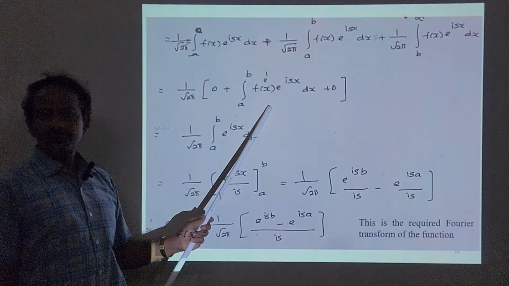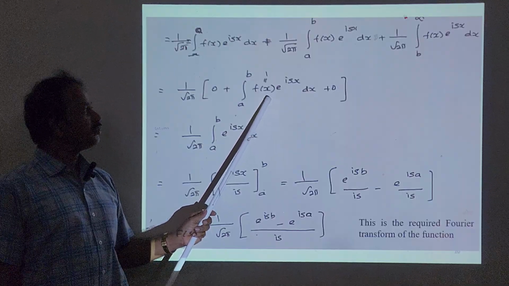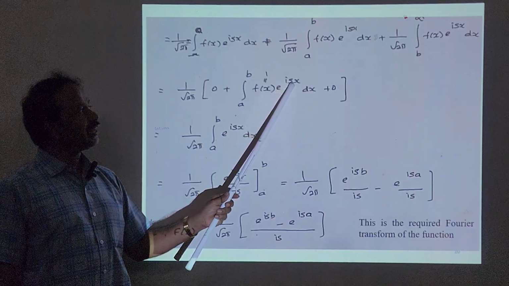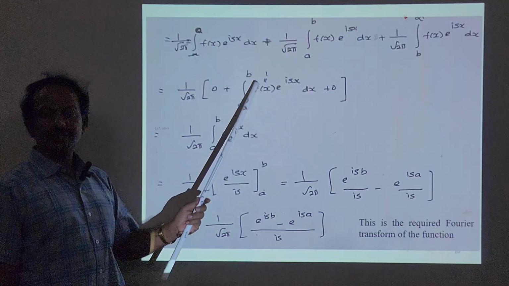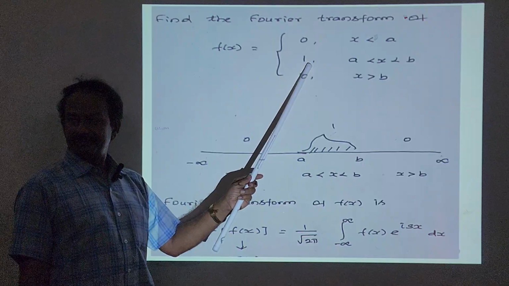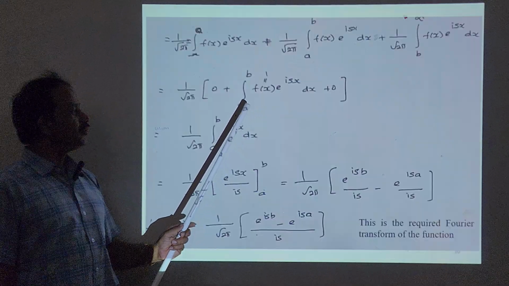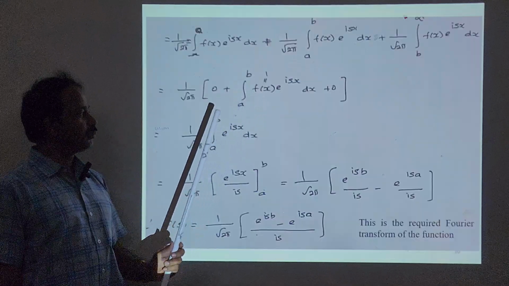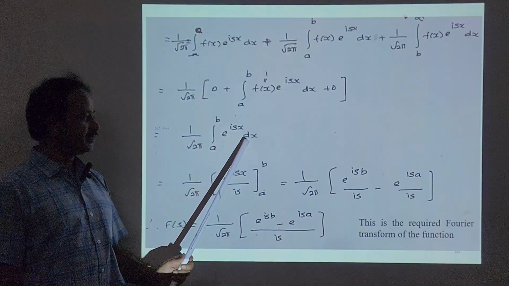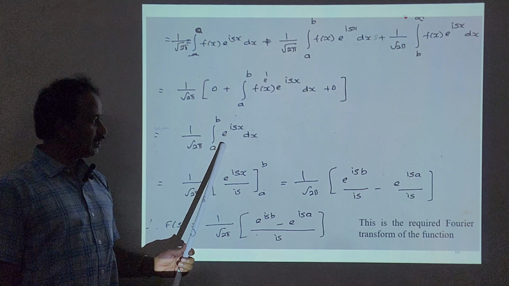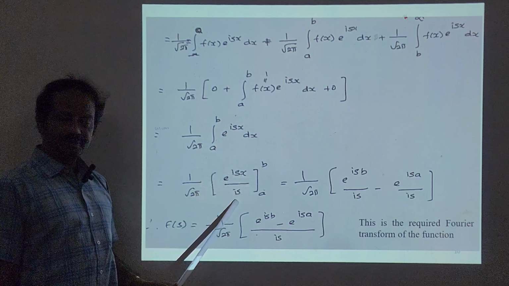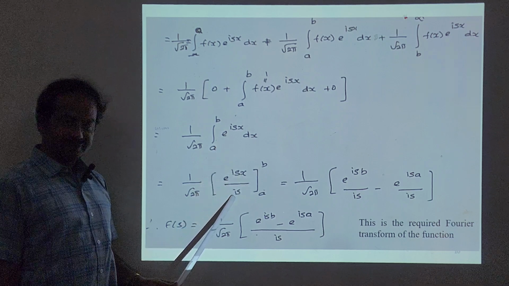You have only the second term alone. So you have f of x e power isx dx. What is f of x in this interval? It is given as 1. So you have f of x nothing but 1, so e power isx dx. Now after the integration you will get e power isx divided by is.